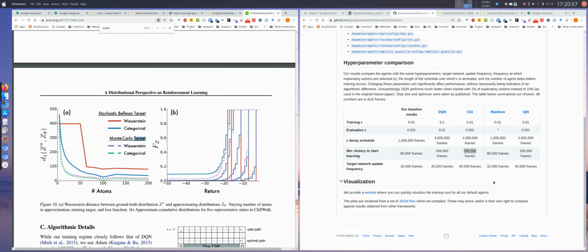Does anyone have any more questions on DQN or C51 before we move on to talk about the next monthly development cycle?